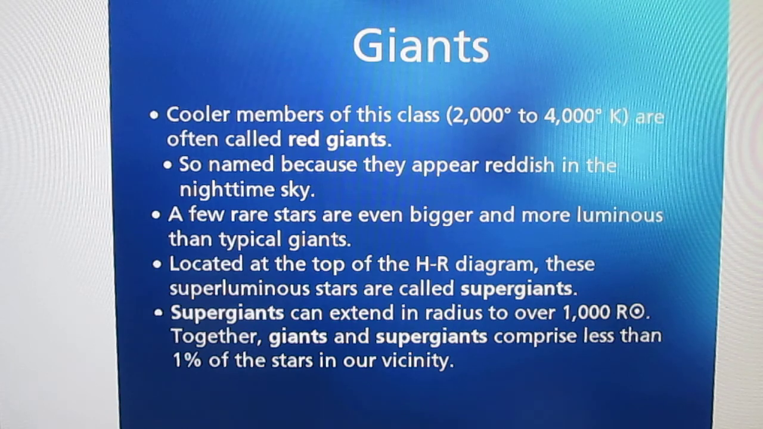Notice at the bottom, we even classify giants as giants and supergiants. And supergiants have a radius of over 1,000 times the radius of our Sun, which is 1. But remember, the Sun is so large in radius that 1,400,000 Earths would fit in it.